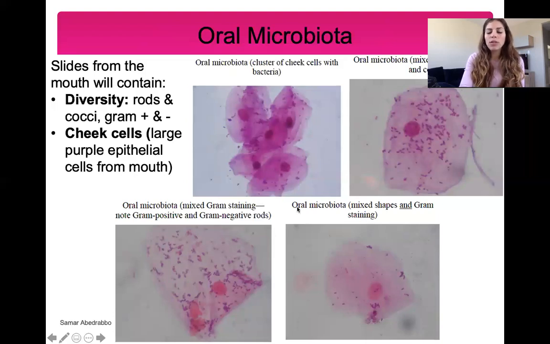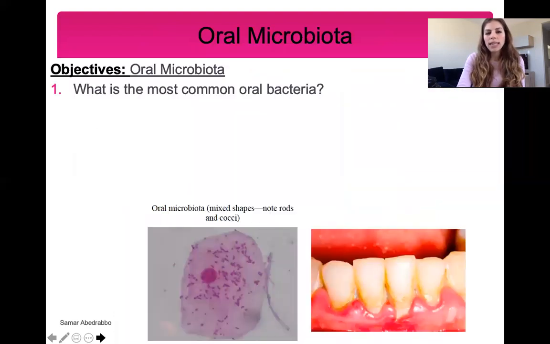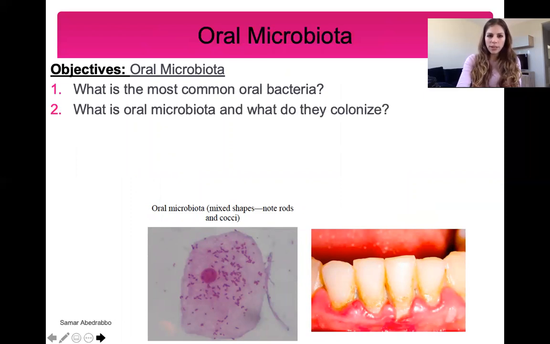And remember, I told you the most common oral microbiota bacteria is Streptococcus. So strepto means chain, coccus means circle. So you're going to see a lot of these chains of circles. And so the objectives of this lab is to know the most common oral bacteria, which is Streptococcus. What is oral microbiota and what do they colonize? So oral microbiota are the bacteria that are on your teeth, and they colonize many different areas in your oral cavity, depending on the bacteria.